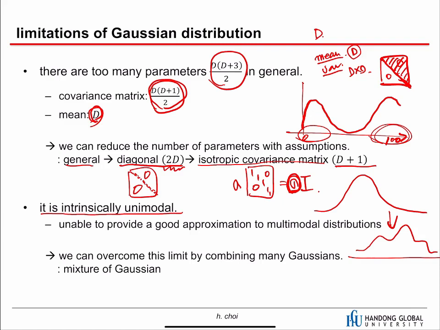Okay, there's a limit. Then we can overcome this limit by combining many Gaussians. For example, we are going to talk about mixture of Gaussians later. Basically, if we have these kinds of samples, then we will use two Gaussian distributions, one for this and the other one for this. So we have a mixture of two Gaussian distributions.